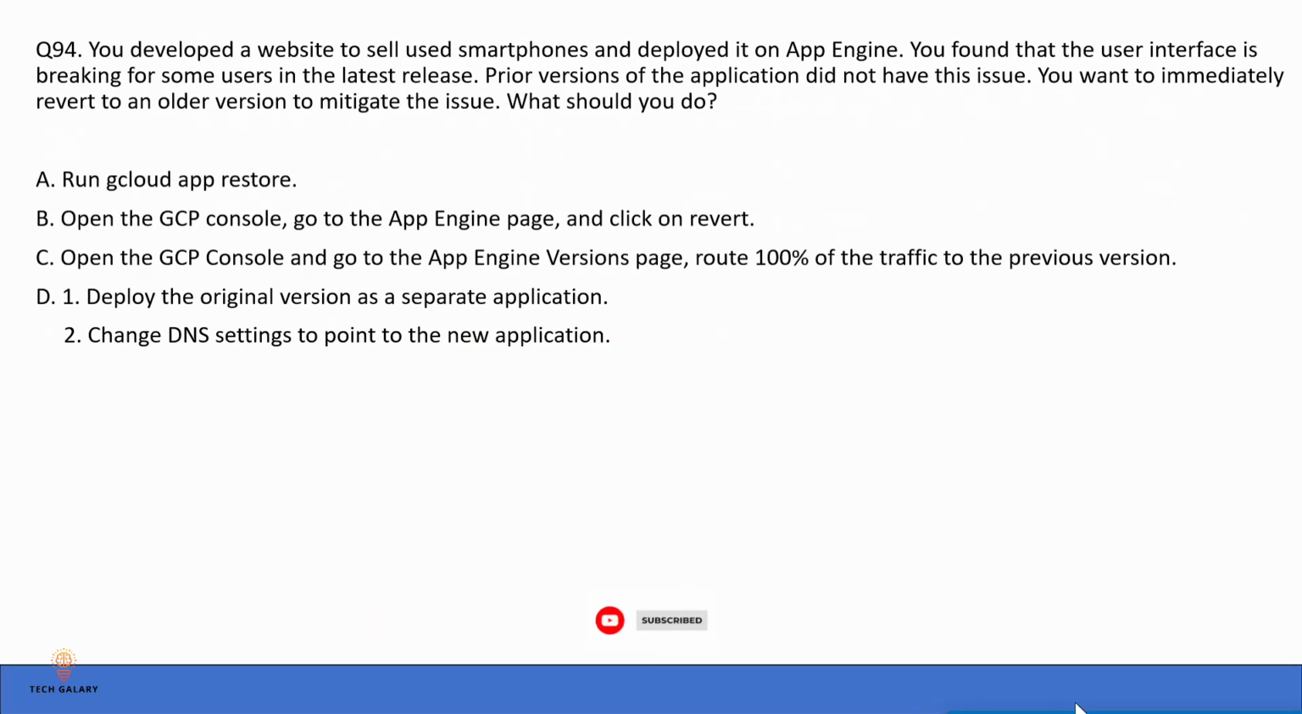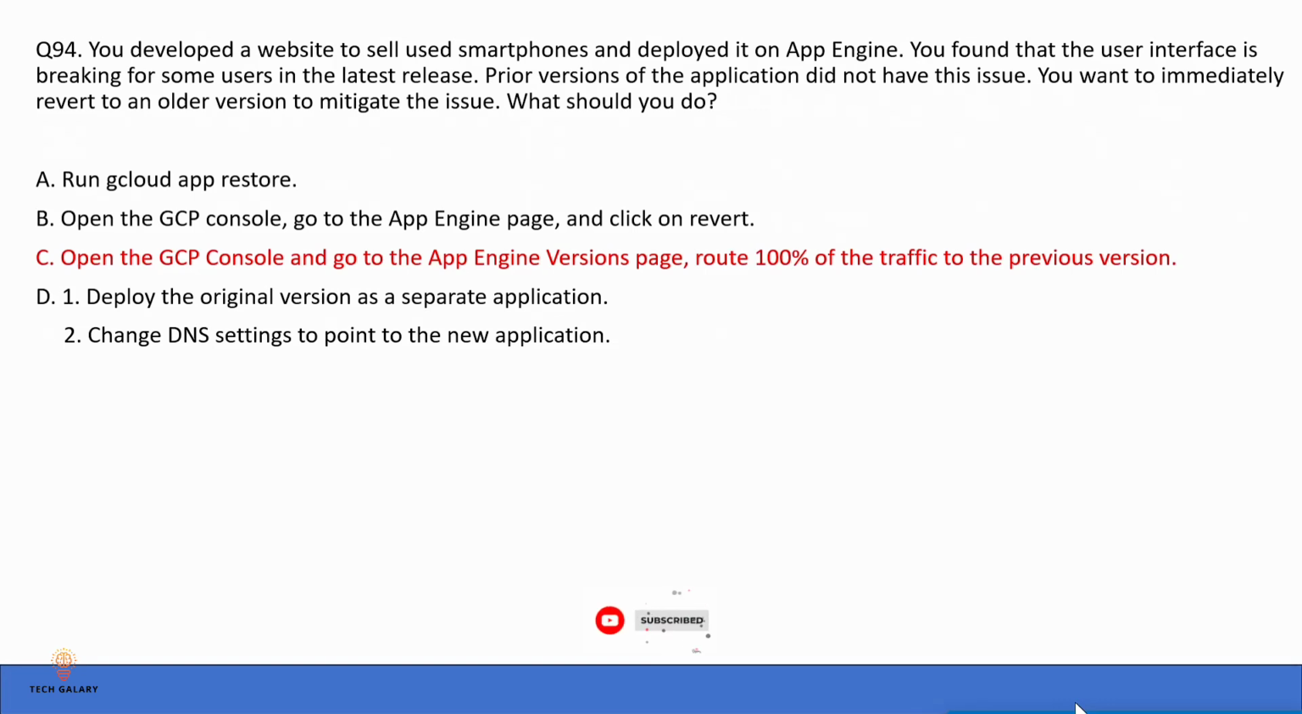Option B, open the GCP console, go to the App Engine page and click on Revert. This option is not correct because there is no revert option on the App Engine page. Option C, open the GCP console and go to the App Engine versions page. Route 100% of the traffic to the previous version. Here, routing all the traffic back to a previous version is the fastest way to roll back a change on App Engine. So, this option is correct. Option D, deploy the original version as a separate application.